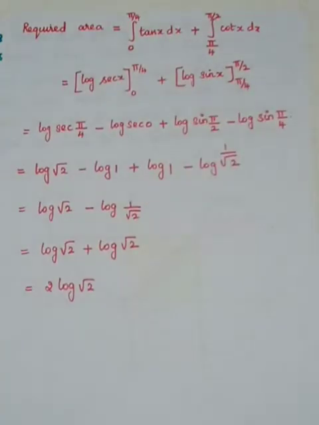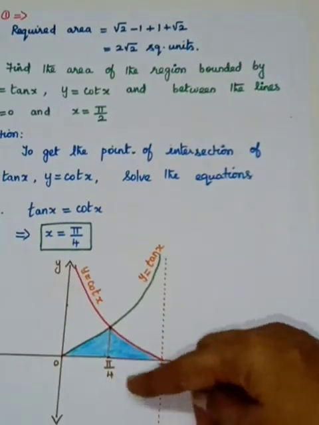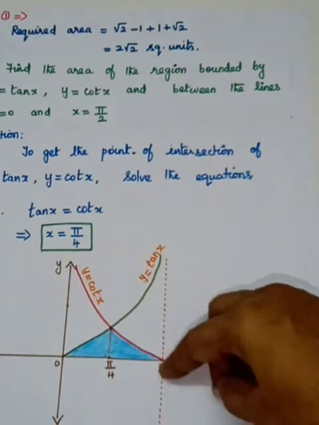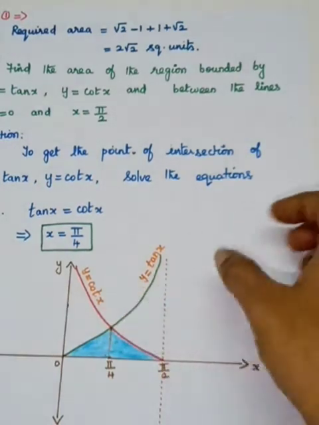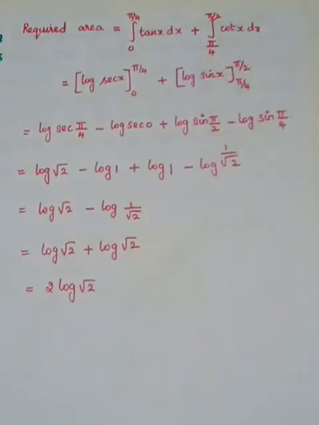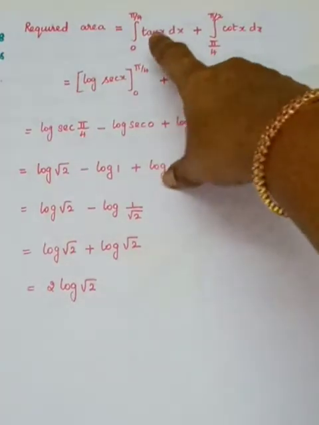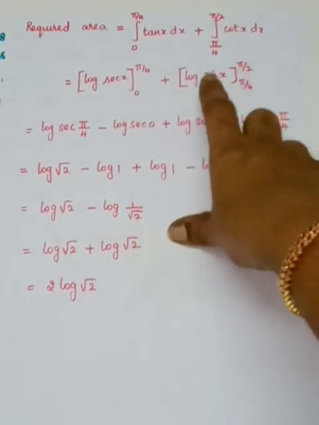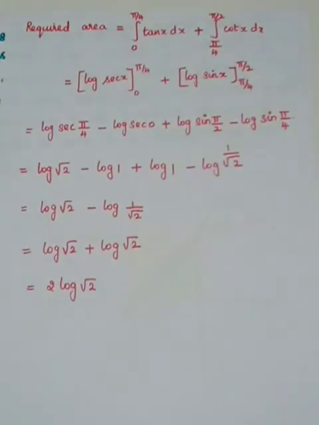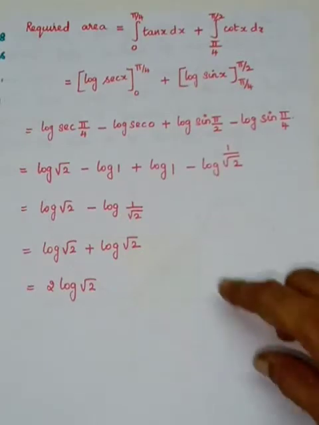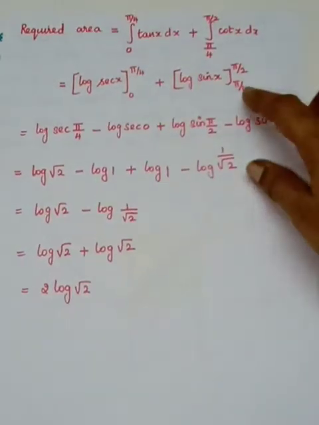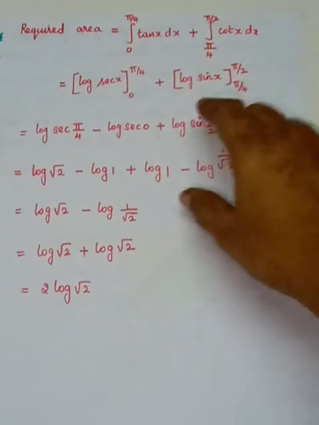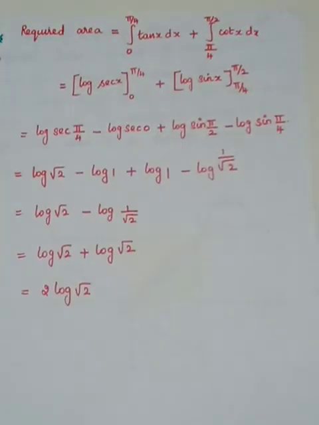In the next interval, pi by 4 to pi by 2, you will have the red color line, that is y is equal to cot x. So in the place of y you have to substitute cot x. And the tan x integration is log secant x, and cot x integration is log sin x. The limits vary from 0 to pi by 4 for the first one, and pi by 4 to pi by 2 for the second. Applying the upper limit, log secant pi by 4 minus log secant 0.